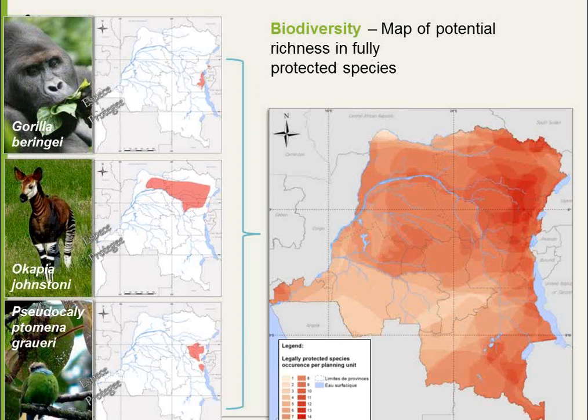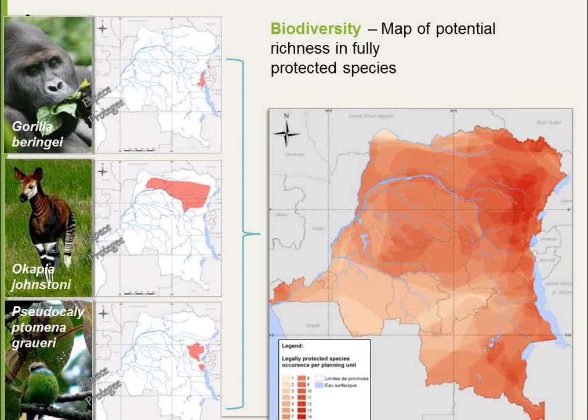So this is exactly what we did for the DRC from the map that you see here. We mapped the richness of protected species from the list of the law, and only three are shown here, but I think there were at least 30 some species. And then we used the IUCN species ranges to map their distribution.